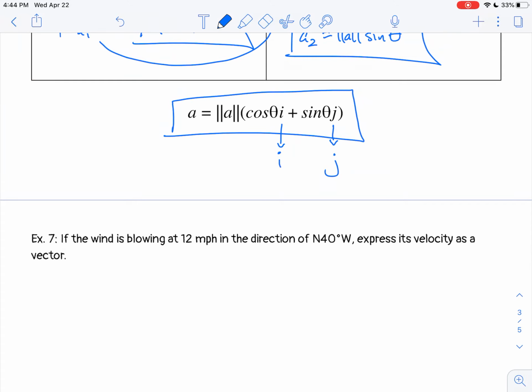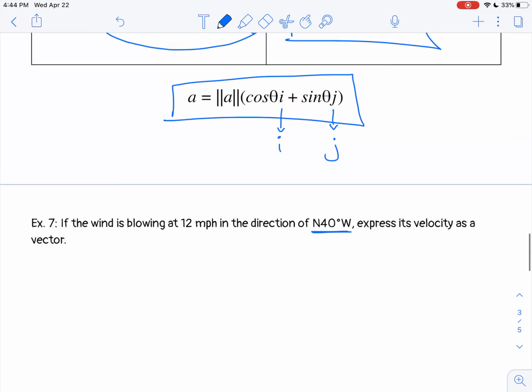Example 7. If the wind is blowing at 12 miles per hour in the direction of north 40 degrees west, express its velocity as a vector. So let's start by drawing a diagram here. Now north means it's blowing straight up, but then it blows an additional 40 degrees to the west. So that means that I have something like this, and that the angle altogether is 90 plus 40, or we could say that it's 130 degrees.